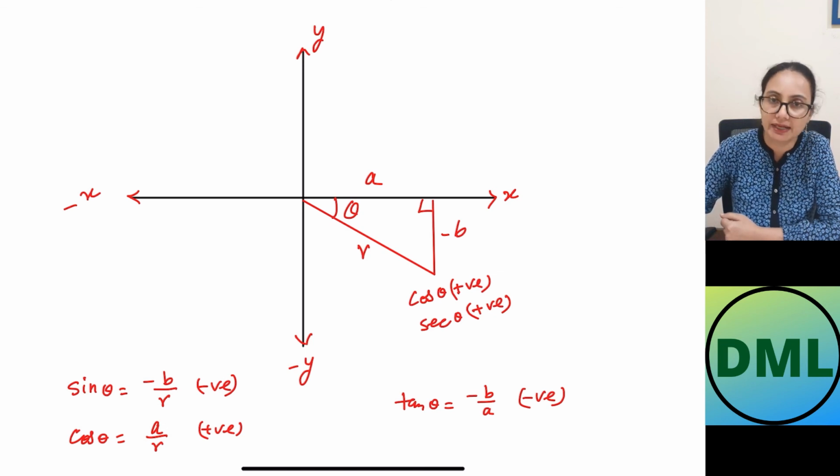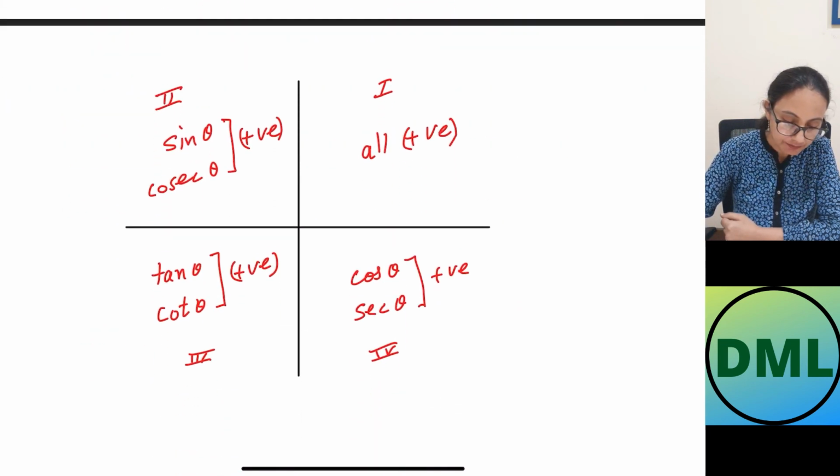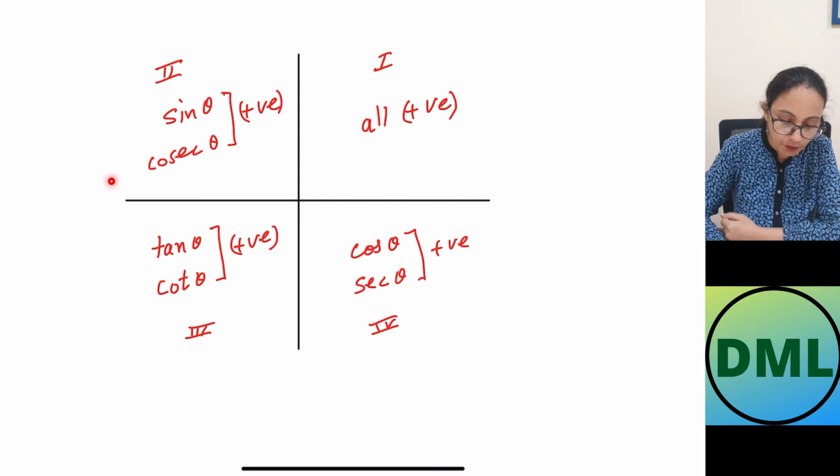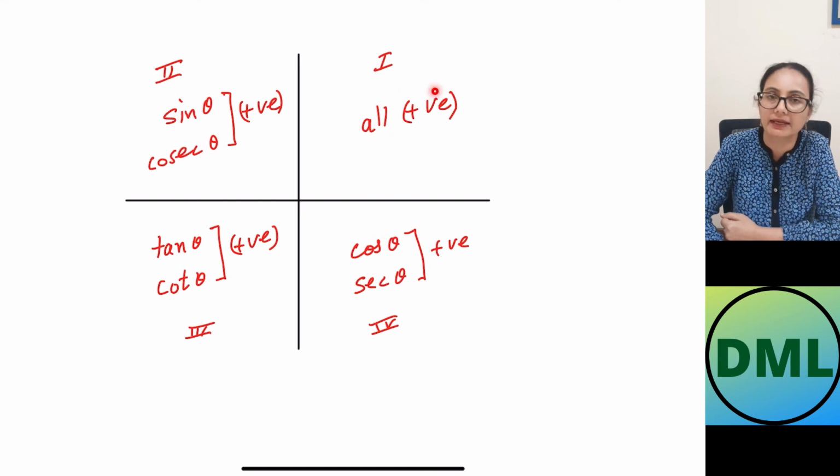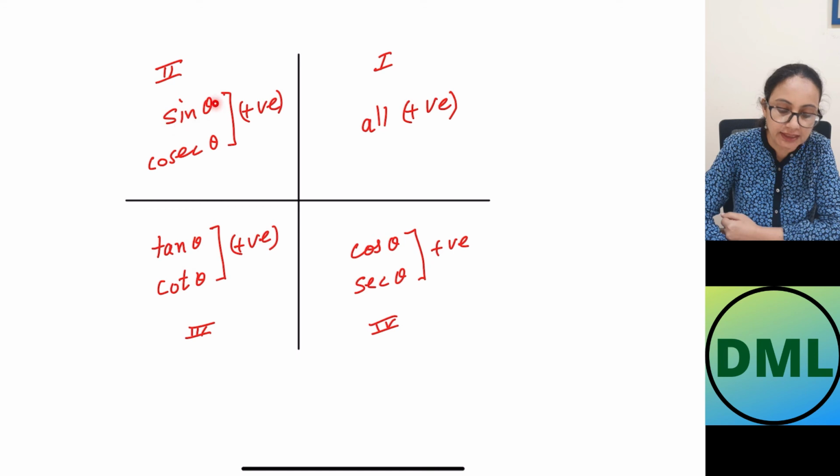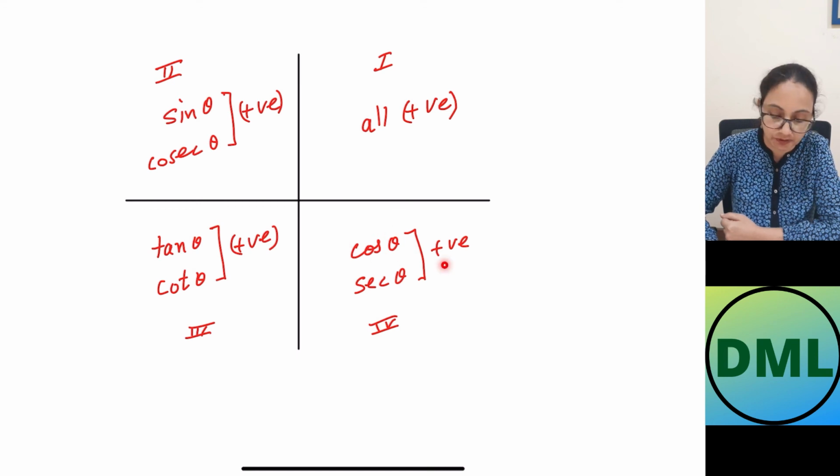So if I summarize my answer here, I have all the four quadrants: first, second, third and fourth. In the first quadrant, all trigonometric ratios are positive. In the second quadrant, sin theta is positive. In the third quadrant, tan theta is positive, and in the fourth quadrant, cos theta is positive. So we will solve a few examples based on that in the next video.